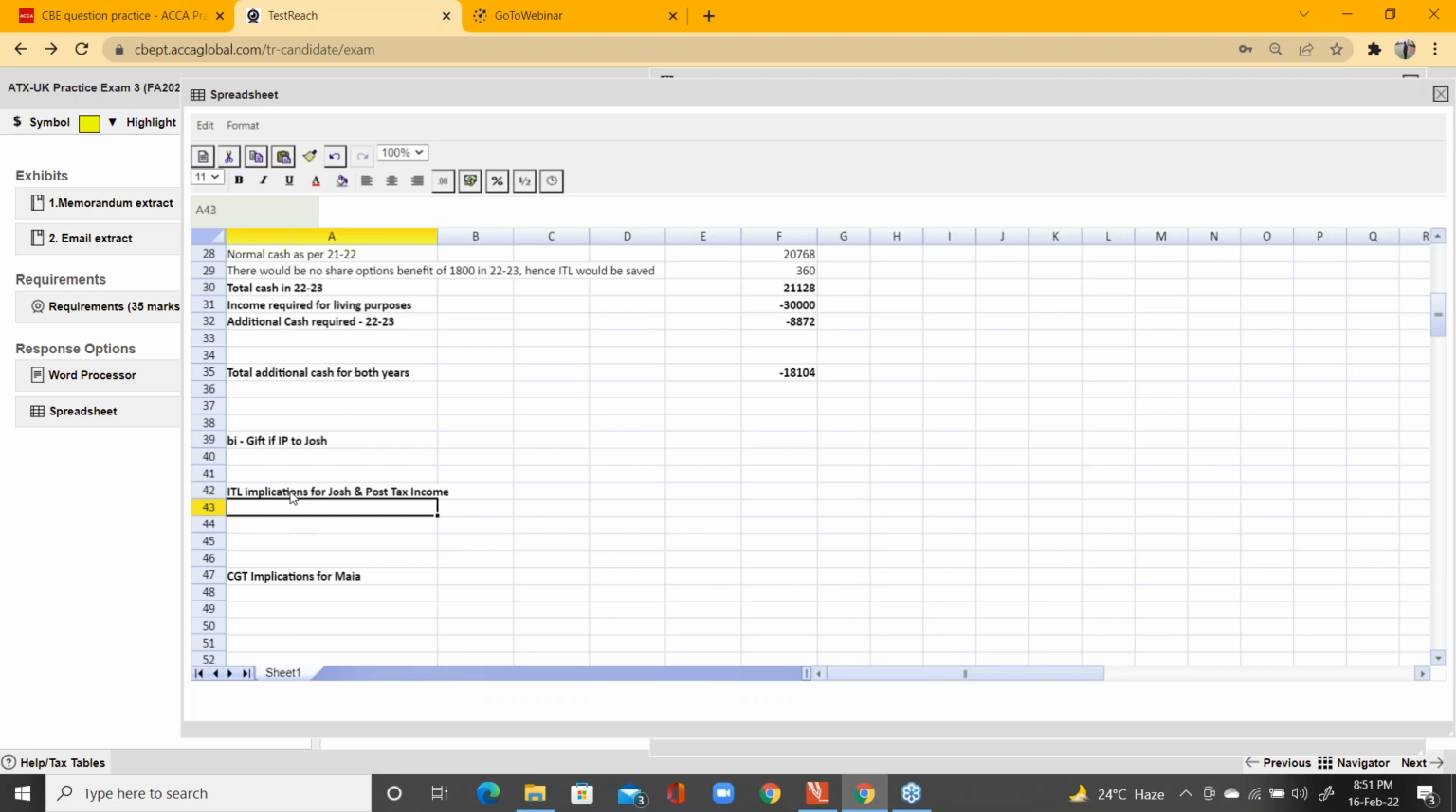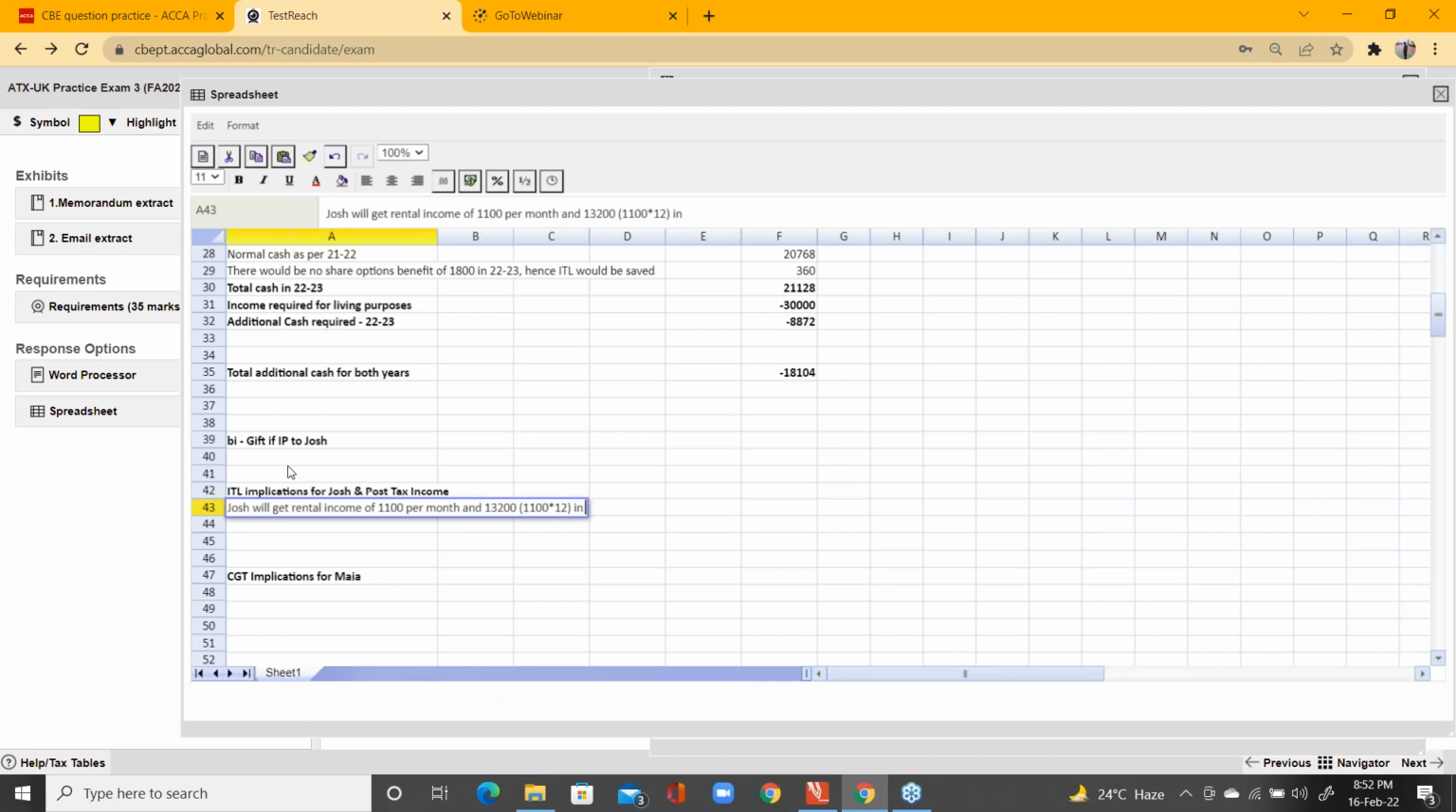Under B1, where his investment property is gifted to Josh, it is also written that Josh would be getting the rental income from the investment property, and per month rent value was given as 1100. So let's start answering this part. Josh will get rental income of 1100 per month, and in fact 13,200, that is 1100 into 12 months.